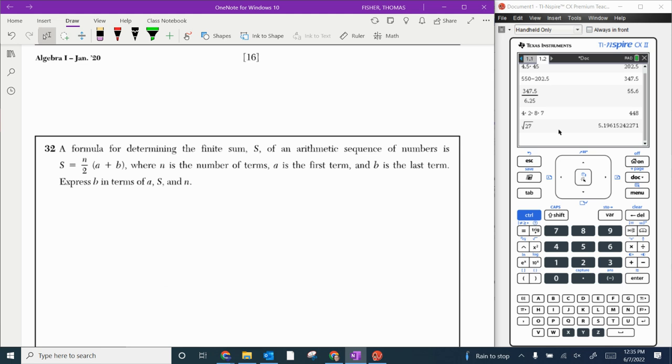32. So express B, I jumped right to the question here, the last sentence. So that means solve for B. Okay, so we want to get B equals.